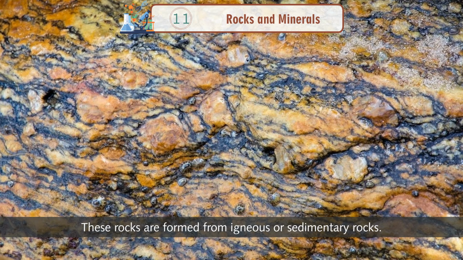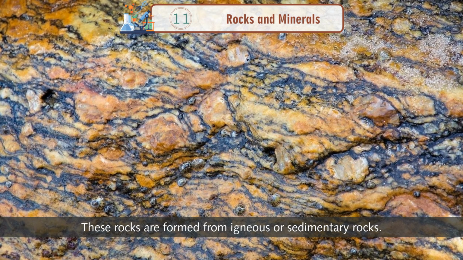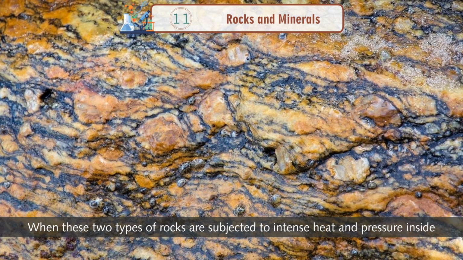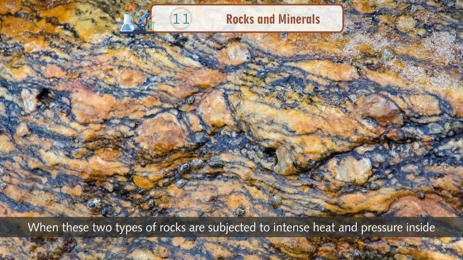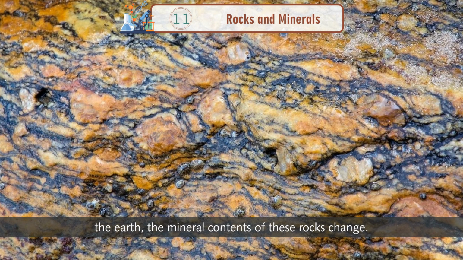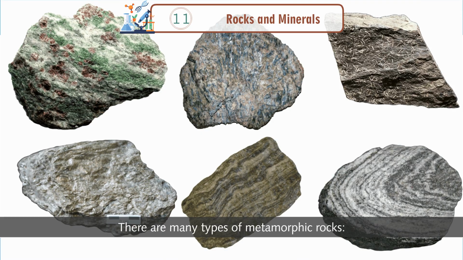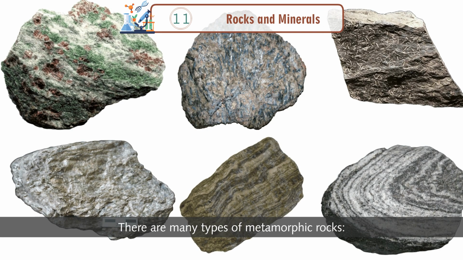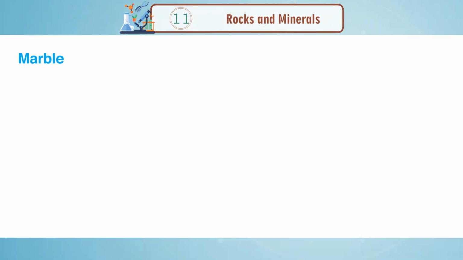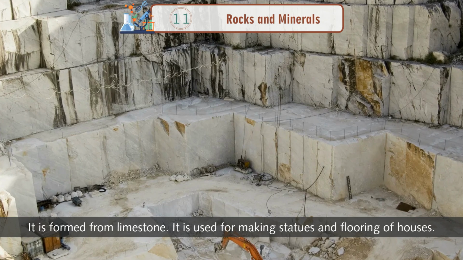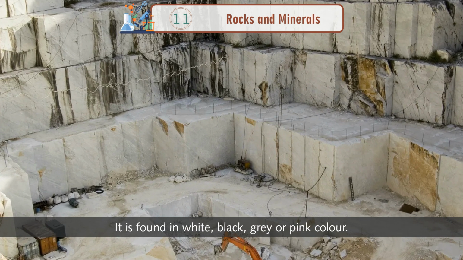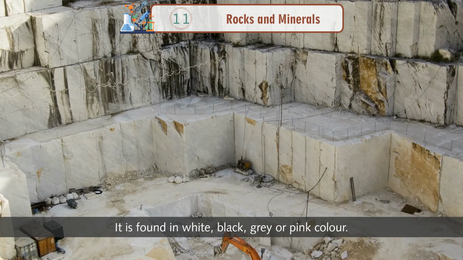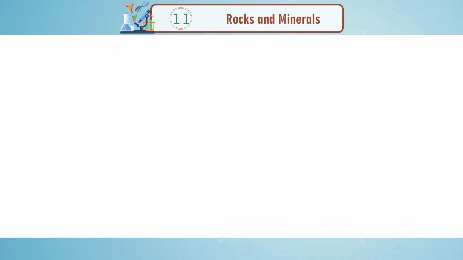Metamorphic rocks. These rocks are formed from igneous or sedimentary rocks. When these 2 types of rocks are subjected to intense heat and pressure inside the earth, the mineral contents of these rocks change. There are many types of metamorphic rocks. Marble. It is formed from limestone. It is used for making statues and flooring of houses. It is found in white, black, grey or pink color.